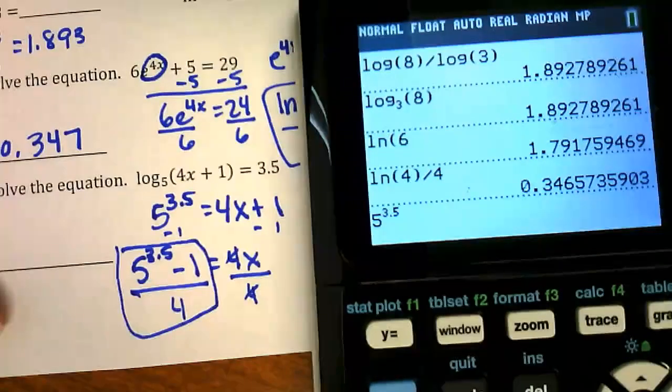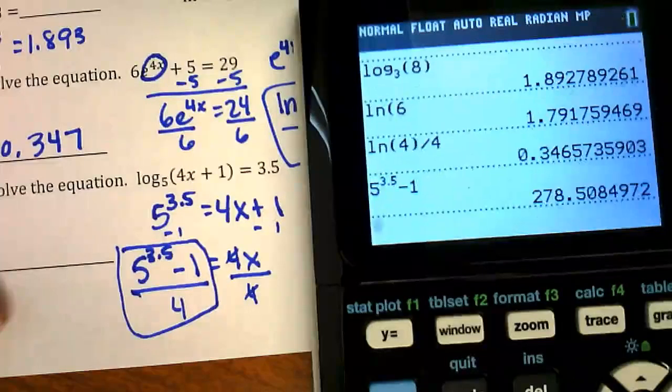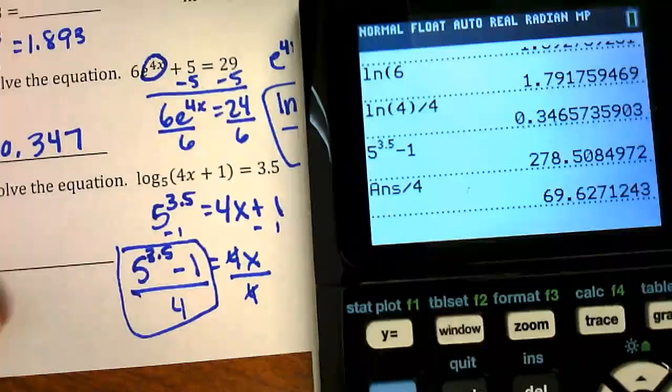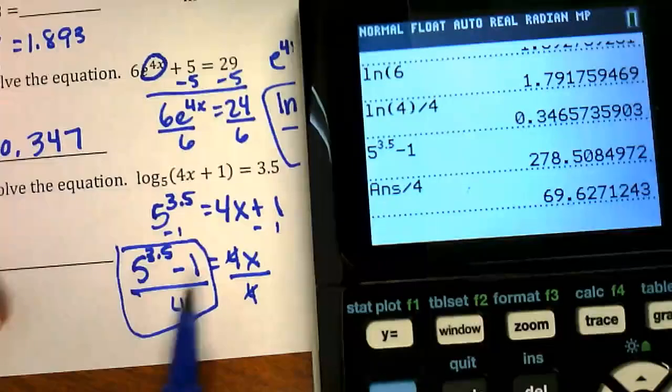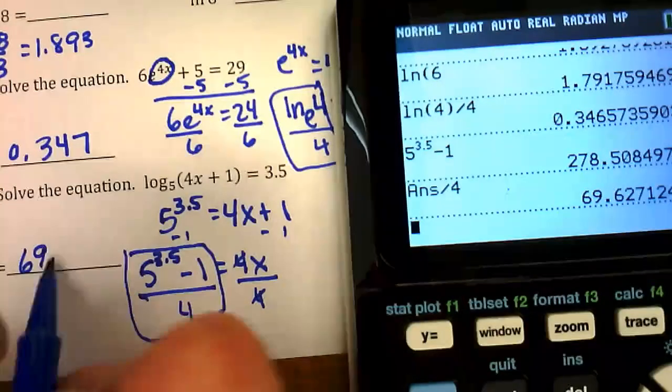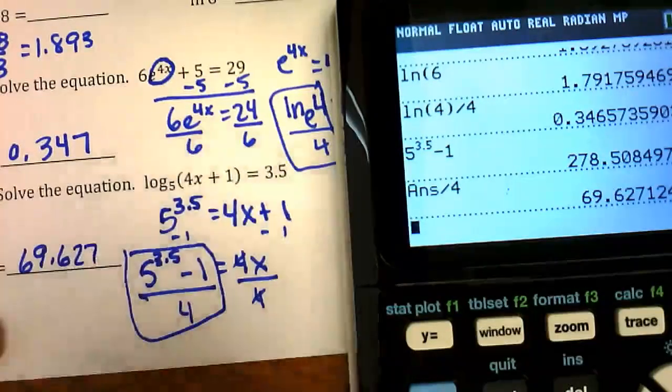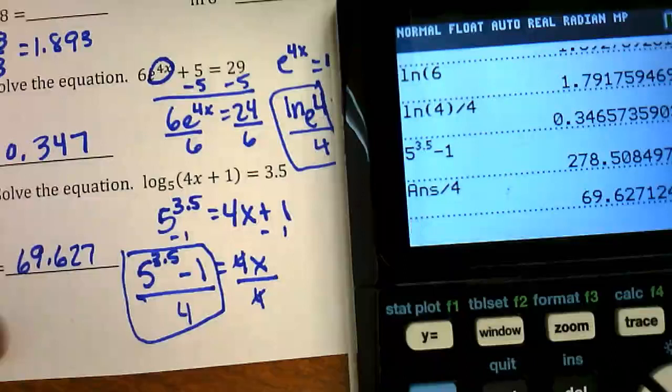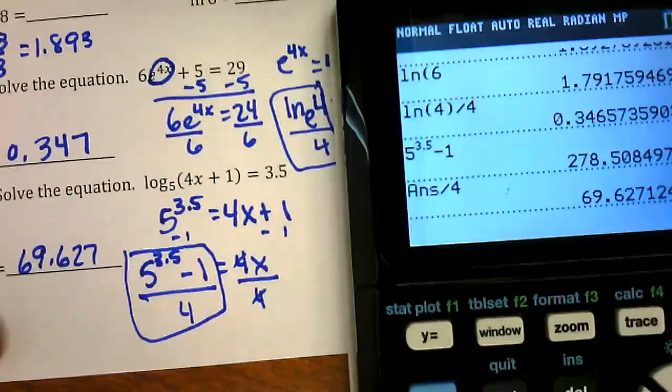So it's 5 to the 3.5. I use my arrow key to get out of the exponent, minus 1. And then I can hit enter and divide by 4. Or I could have put all of that in the top line of a fraction and then 4 in the denominator. Doesn't matter, you get the same thing. Okay, so 69.627, either way you do that question. So those are your calculator concepts for your test.